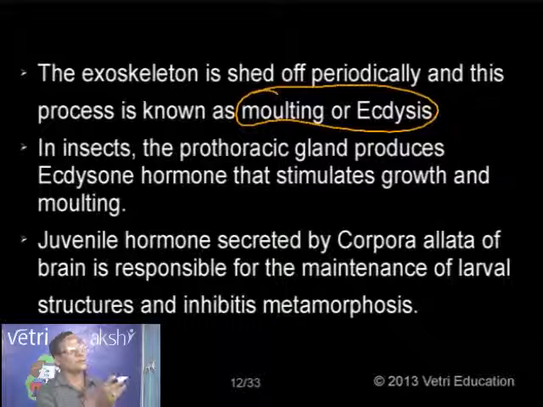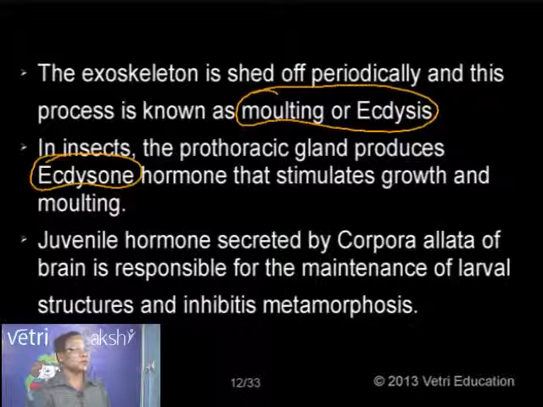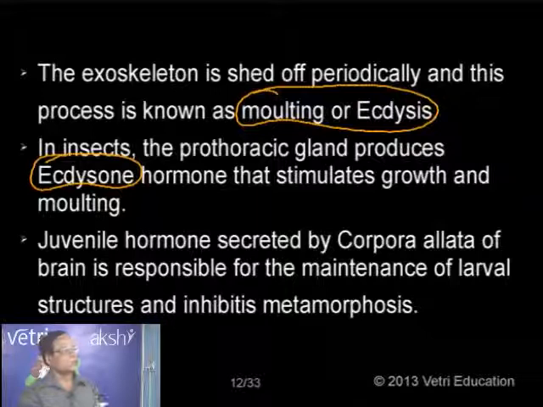Now, this ecdysis or molting is under the control of a hormone. The name of the hormone is ecdysone, a molting hormone. It is responsible for the molting process, shedding the molting cuticle, and it is also responsible for the metamorphosis process.